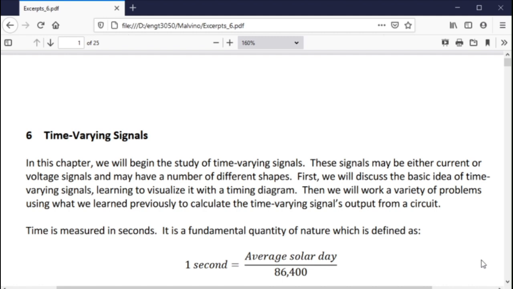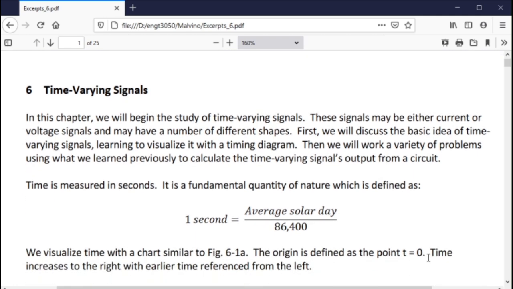At the end of this chapter, we're going to talk about sine wave signals, which are a little bit different, but they're basically just time varying signals that have a value where we're just going to capture their RMS value. So again, it's the same as we've done before for the most part in this chapter, but with time varying signals. So we define a second as an average solar day divided by 86,400.